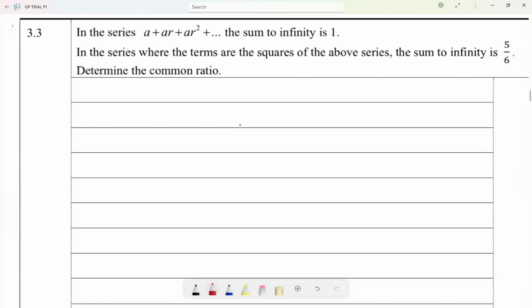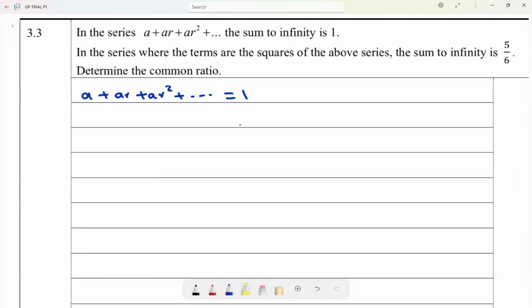3.3, in the series a plus ar squared plus and so on, the sum to infinity is 1. Okay, so we have a plus ar squared plus, okay, by the way, this is a geometric sequence, all the way to whatever. It is equal to 1. Okay, so this is equal to 1.